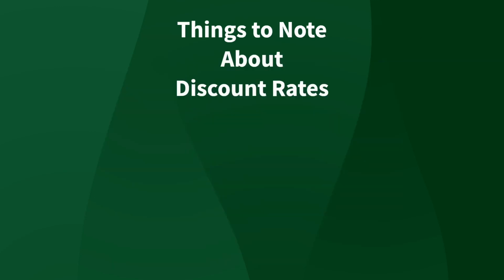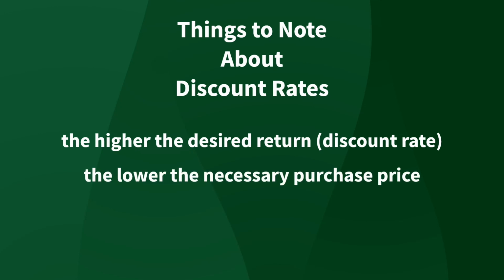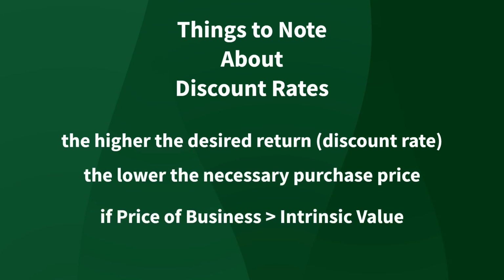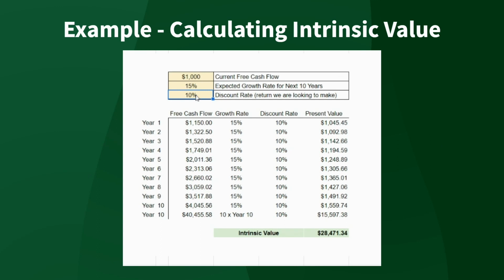Now, something to note about discount rates is the higher return we're looking to make, the lower price we need to buy. And if a business is offered at a certain price and the intrinsic value is significantly below that, that means if you were to buy it at the current price, you will not achieve your desired return. So look at this. Say we're wanting to get a 15% return. Update our discount rate. That means we need to buy this business for $20,000, whereas previously, with the 10% discount rate, you could buy for $28,000 to get a 10% return.